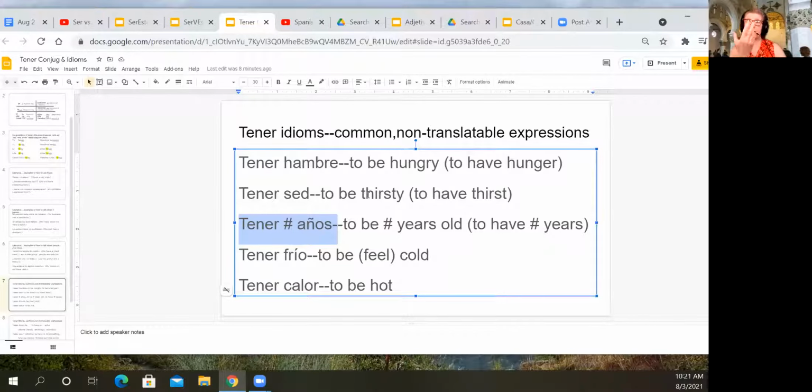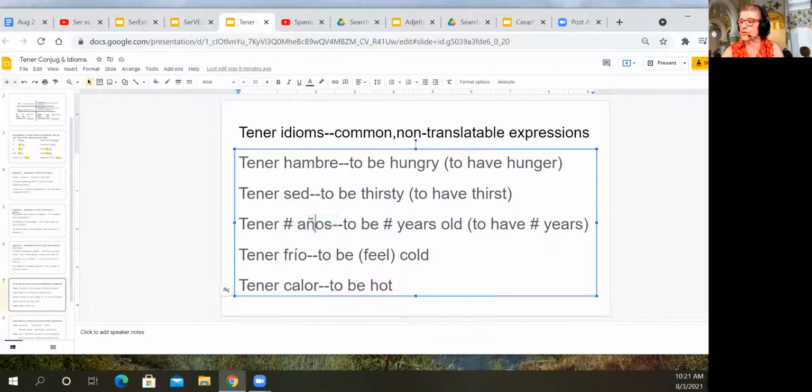Tengo 40 años. Tengo 60 años. If I talk about my kid, mi hijo tiene, because I can't use tengo to talk about my kid. Mi hijo tiene 27 años. Mi hijo tiene 25 años. Bien. So it's got to be that.